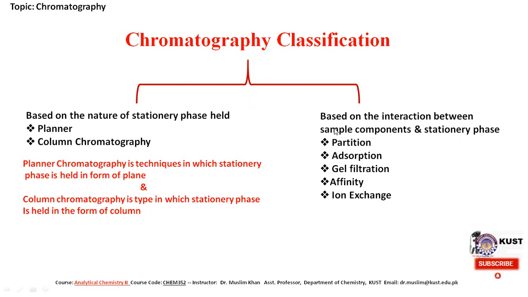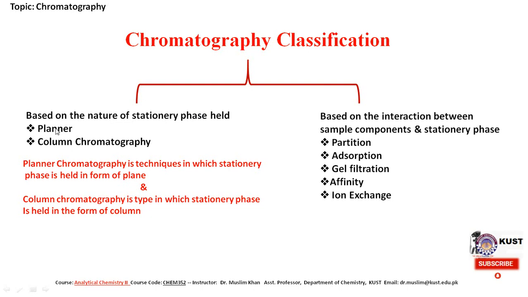There are different modes of classification of chromatography. Here we discuss two modes of classification. One is based on the interaction between the sample component and the stationary phase. On the basis of this interaction, chromatography can be partition chromatography, adsorption chromatography, gel filtration chromatography, affinity chromatography, ion exchange chromatography, and so on.